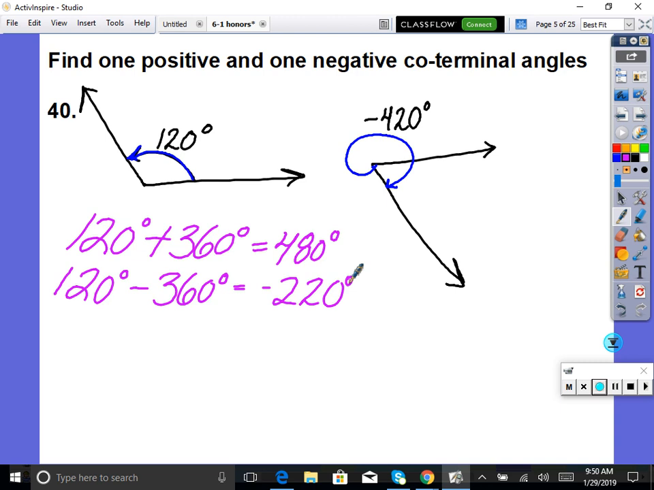Okay, awesome. Negative 240 degrees would be a coterminal angle. Okay, awesome. Now look at this one. It starts out at negative 420 degrees. Negative 420 degrees. If I add 360, what degree measure am I at?